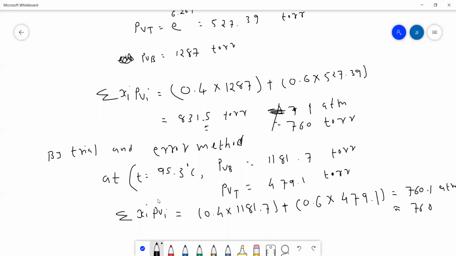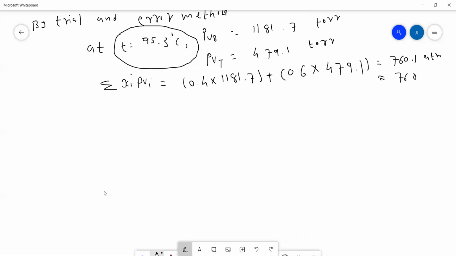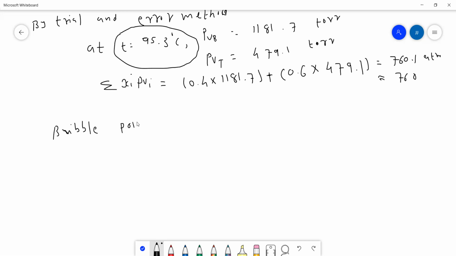At this temperature, that means your bubble point temperature is 95.3 degree centigrade.